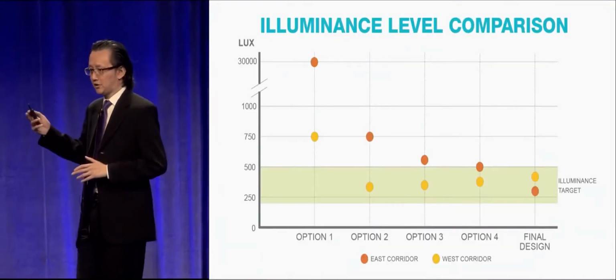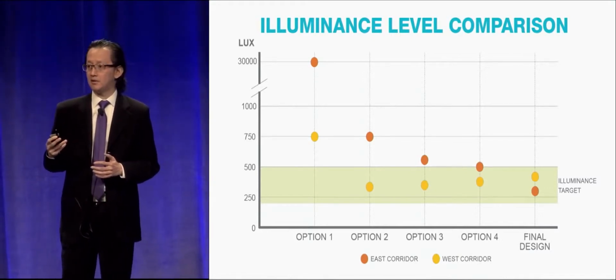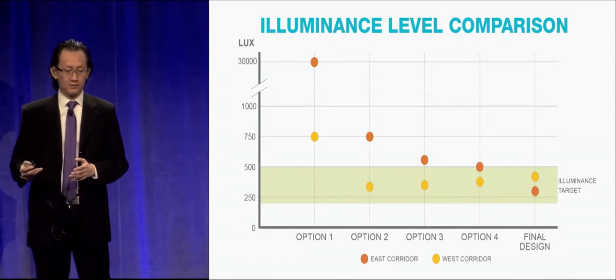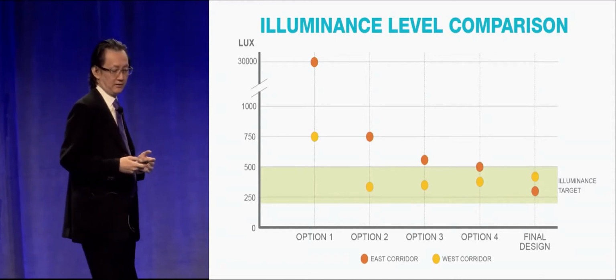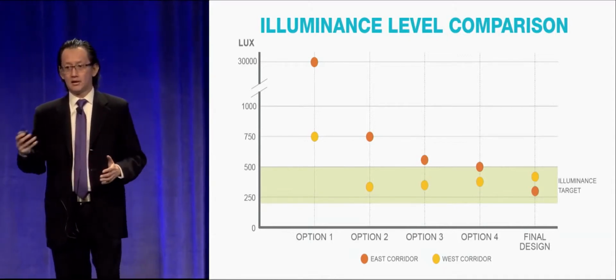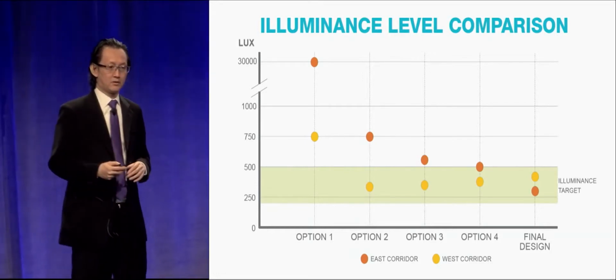After you see the evolution of illuminance, you can see when starting we have really high illuminance level, but in the end we can achieve the targeted illuminance target, which is around 200 to 500 lux. We also use this approach in another space, in the food court area. I will just go briefly in the food court area.